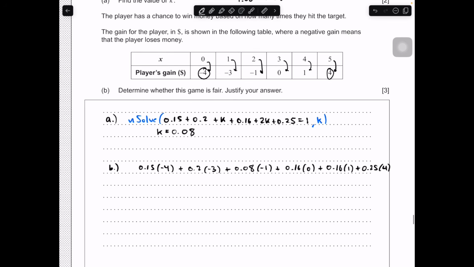So, determine whether this game is fair. Back at our document here, we see that the expected return is equal to negative 0.12. So the game is not fair. There's not an equal chance of winning and losing. For a fair game, we would expect to have an expected return of 0. Okay, that's it.